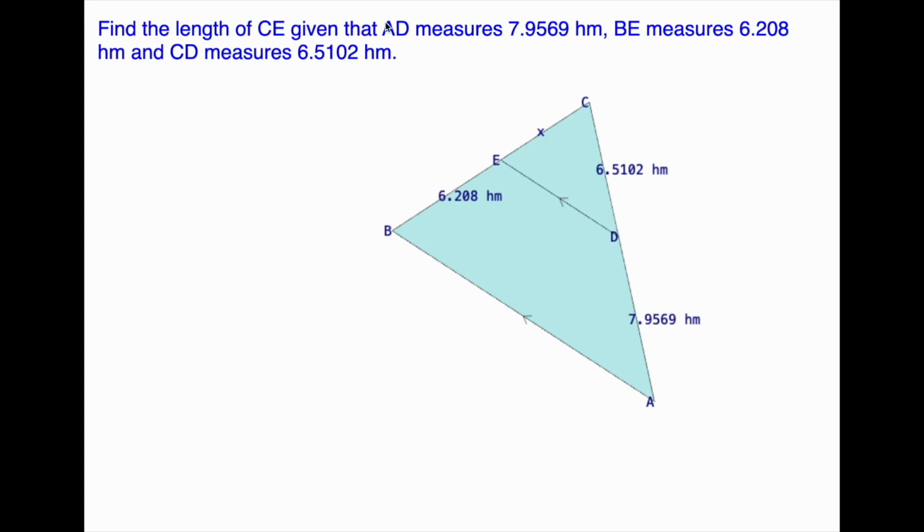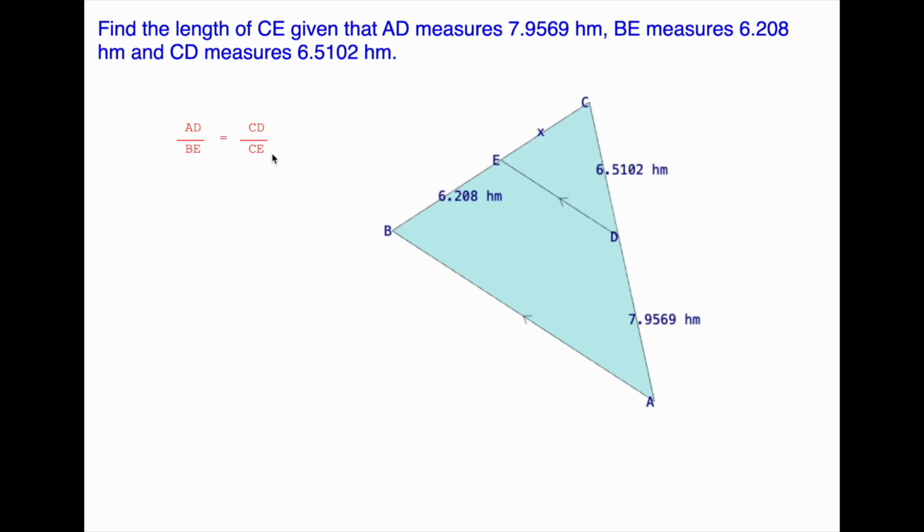Here's a level 13 tip question. Find the length of C to E, given that AD measures 7.9569 hectometers, BE measures 6.208 hectometers, and CD measures 6.5102 hectometers. We're looking for C to E. A to D over B to E, on the opposite side, is proportional to C to D over C to E, which is this unknown X.